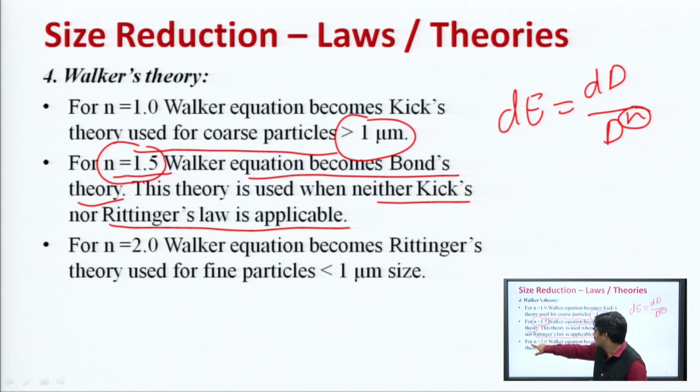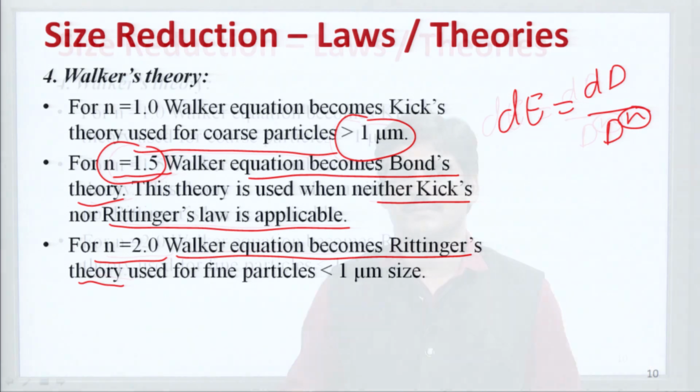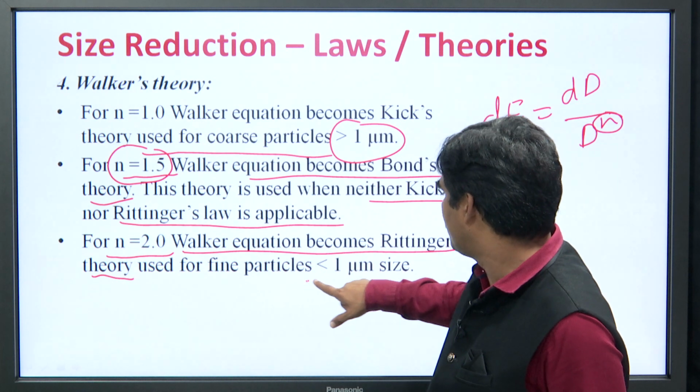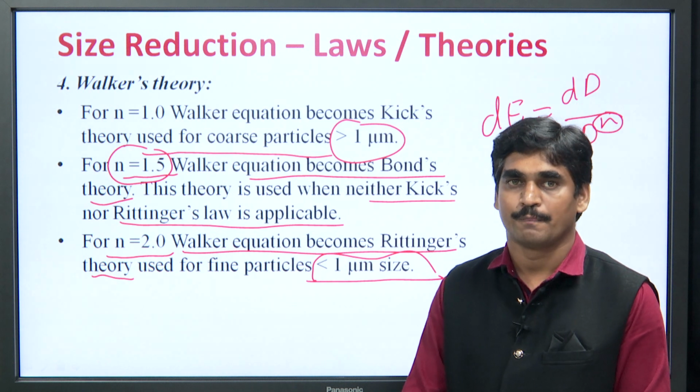Now, for n is equal to 2, if the value of n is again slightly increased, that is 2, this Walker's equation becomes Rittinger's theory. That means this theory can be used for fine particles, that is particles having size less than 1 micrometer.